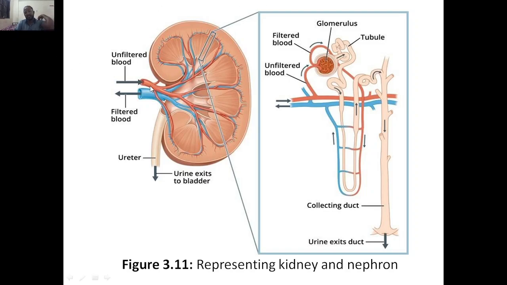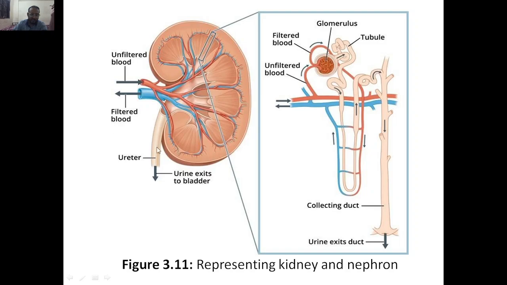Whatever blood is coming from all parts of the body will be entering into the kidney. Here in kidney we are having lakhs of nephrons. These nephrons will filter the blood. It removes the waste and excessive fluid, and then the filtered blood, shown in blue color, goes out. So filtered blood will come out.